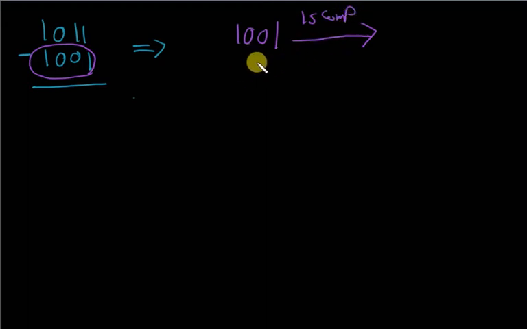What we do for one's complement is just flip all the ones to 0 and all the zeros to 1. That means we will have 0 1 1 0. So this is our one's complement of this number. This number represents 9, because this is 8, plus 1, which gives us 9. And this number represents negative 9.